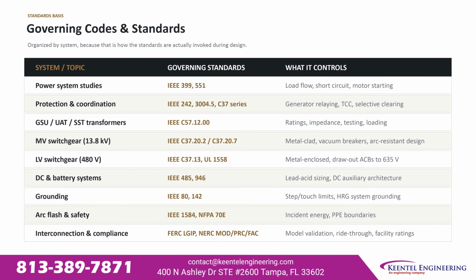C37.20.2 and C37.20.7, metal-clad and arc-resistant. Low voltage switchgear follows C37.13 and UL 1558. Battery systems follow IEEE 485 and 946. Grounding follows IEEE 80 and 142: step and touch limits, high resistance grounding.